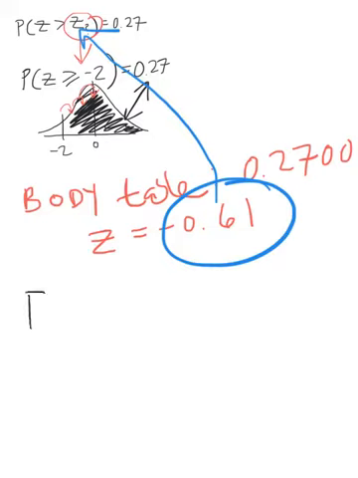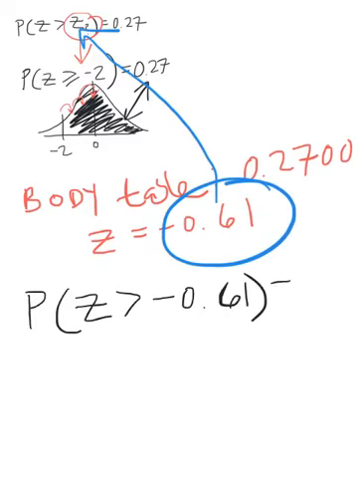Maybe the probability that z is greater than negative 0.61 equals 0.27. Probability that z is greater than negative 0.61 is 0.27. No, that doesn't make any sense. That makes no sense. What did I do wrong?